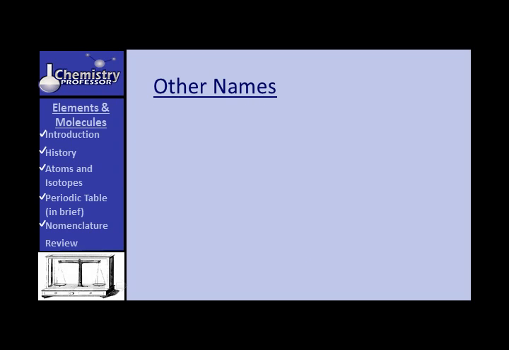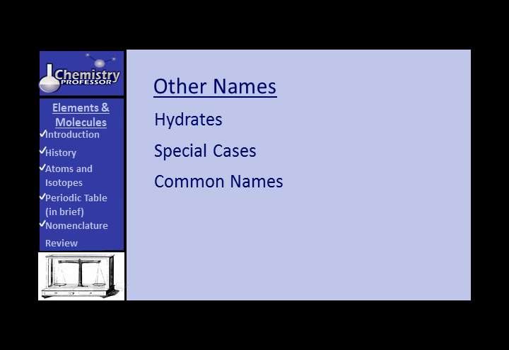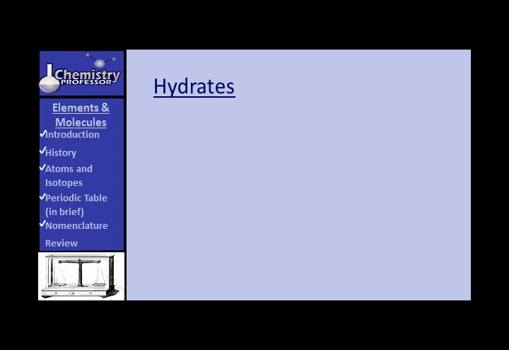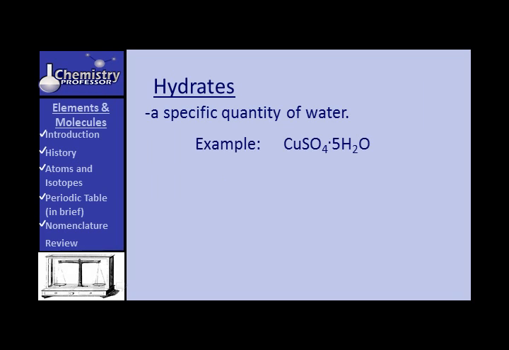Some other names we need to look at are hydrates, some special cases, and common names. Let's start with hydrates. Hydrates are compounds that contain a specific quantity of water. For example, here's one in which we have the compound cupric sulfate, and it is bonded to 5 molecules of water. So it has 5 molecules of water for every single formulation of copper sulfate.